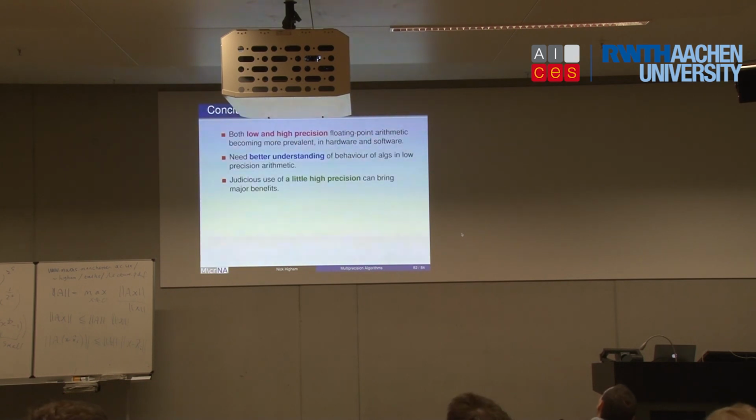Okay. So that takes me to just about the end, and there's a few overall comments here. We've talked about both low and high precision becoming more available: low precision in hardware, high precision in software. I think there's a lot of work to do on low precision, on understanding what we can compute, how we can avoid overflow, how to exploit the full range and accuracy of half precision.